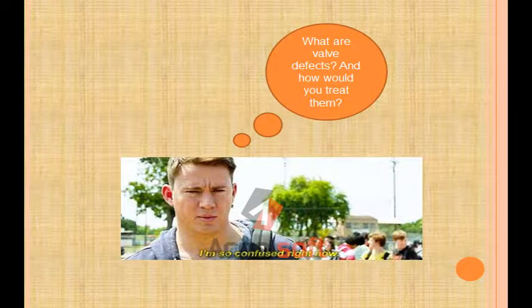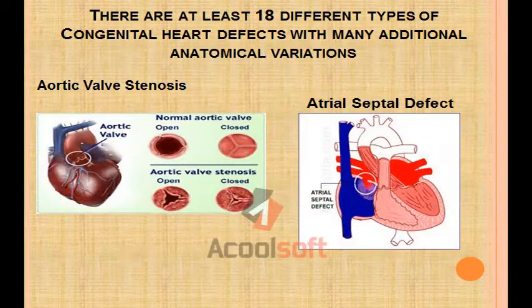What exactly are the causes and effects of valve defects? In this presentation, I will describe a few of the most common forms of heart defects found today. There are at least 18 different types of congenital heart defects with many additional anatomical variations.